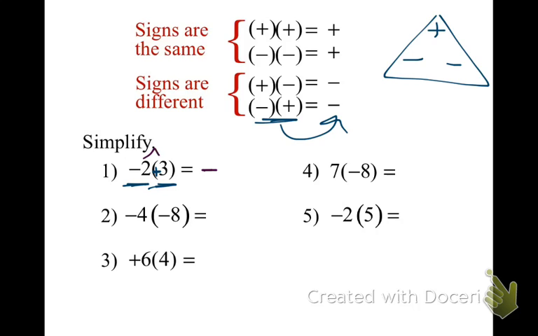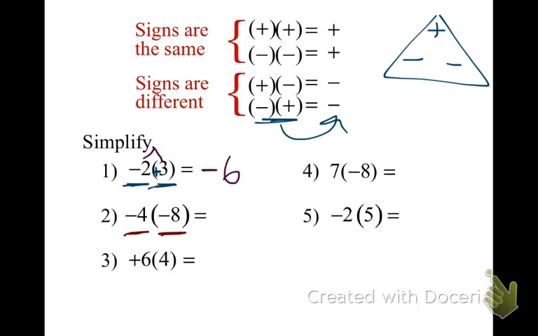Now, what's 2 times 3? 2 times 3 is 6. So, negative 6 is going to be my answer. Now, go and try to solve number 2 and number 3. What are you going to get? Let's go and take a look at example number 2. I have a negative 4 times a negative 8.